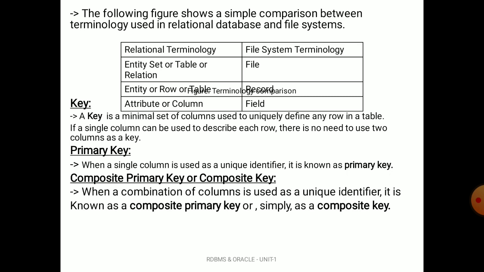First one, primary key. When a single column is used as a unique identifier, it is known as a primary key. In a particular table, if only one column is set as the key, that key is called a primary key, and it is a unique value. Second one, composite primary key or composite key. When a combination of columns is used as a unique identifier, it is known as a composite primary key or simply a composite key. Consider a table where you want to set two columns as a key. The two columns are called a composite key.